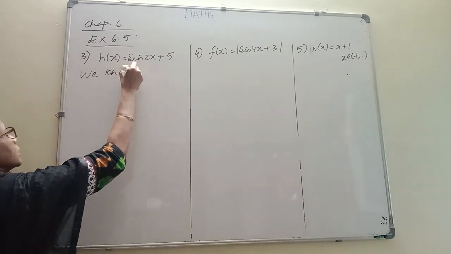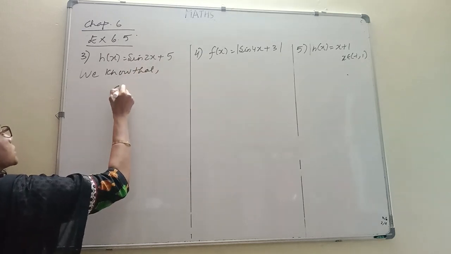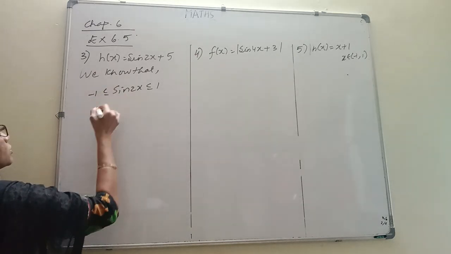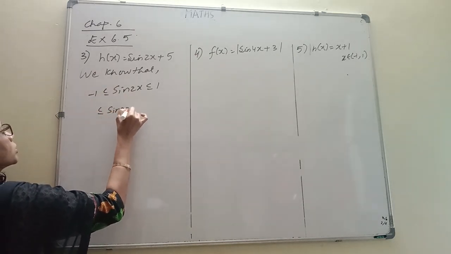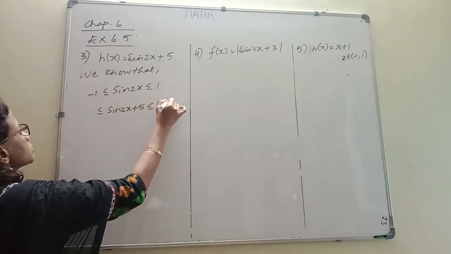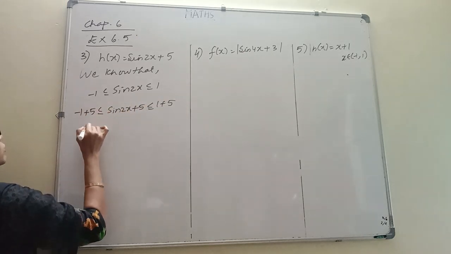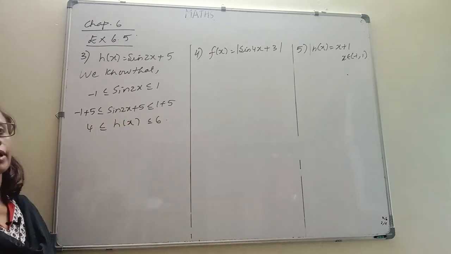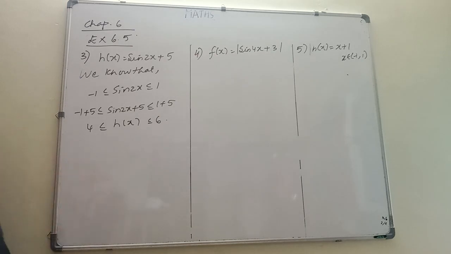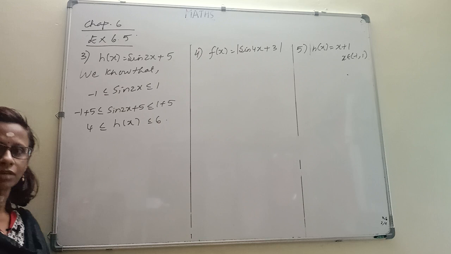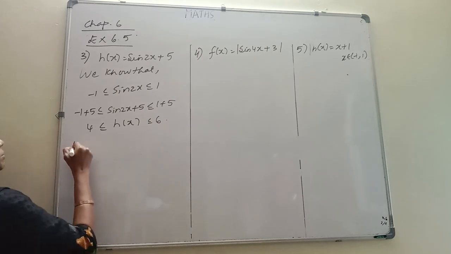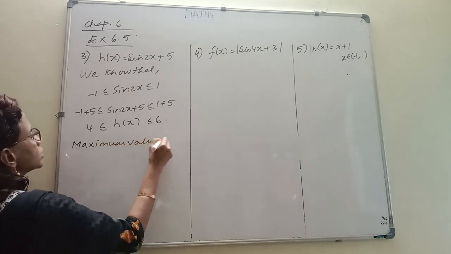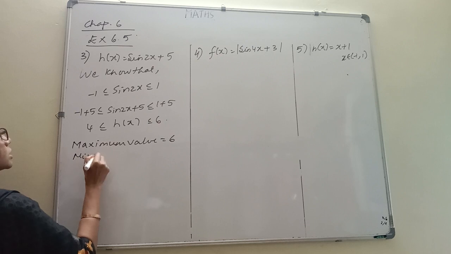We know that sine 2x will always lie between -1 and +1. So in order to reach the function, we are going to add 5 everywhere. When we add 5, we get 4 here, this will be the function, and this will be 6. So you have the h of x value between 4 and 6. That's what allows you to tell the maximum and minimum value. So the maximum value of this function is 6 and the minimum value is 4.